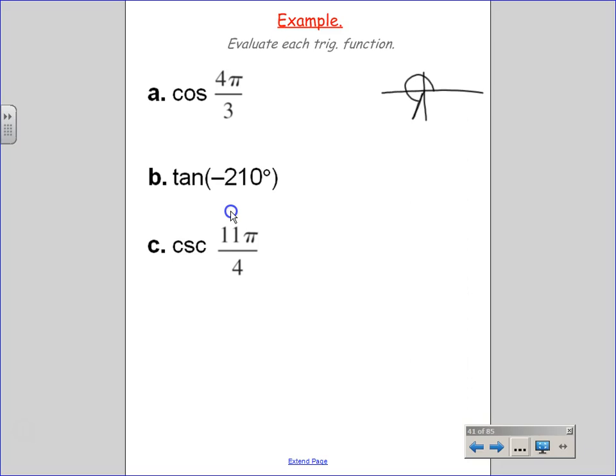I couldn't give tons of time. I just wanted to see if you can get in the right quadrant. Negative 210, no talking. If I were you, I would have thought 90, 180, and a little bit more. And for 11 pi over 4, I would have thought 4/4, 8/4, and then I go another 3/4. I'm going to end right here.